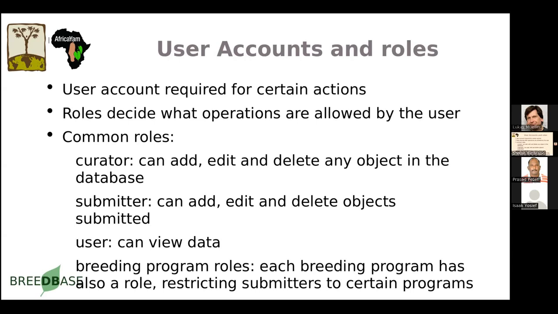the highest, which is curator. They can do anything. They can change all the data, delete all the data, delete other users' data. So there are very few curators in the database. The submitter can add new data and edit and delete objects that they themselves have submitted. Then there's the user role, and they can only view data in the database. They cannot upload or change any data. And in addition, there is what we call the breeding program role. If you're associated with a breeding program, you have an additional role associated with your account, and it allows you to do certain things for data of that breeding program.